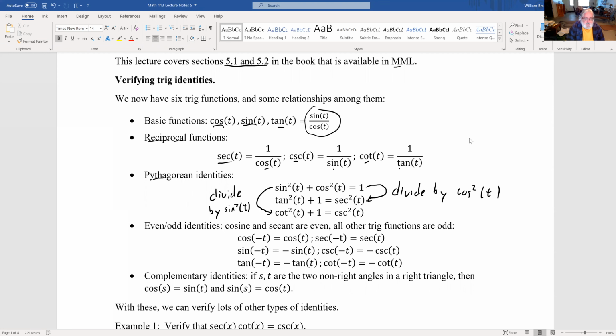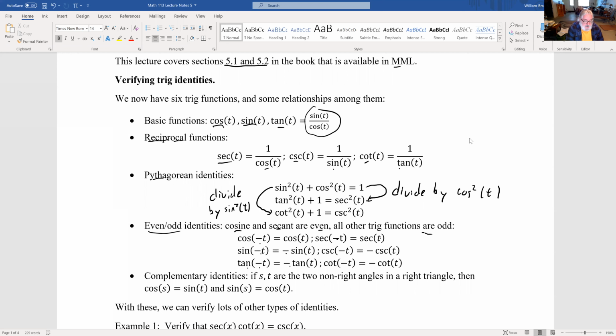And finally, we have some even odd identities. Cosine and secant are even, all the other trig functions are odd. So that means cosine of minus t is the same thing as cosine t. Secant of minus t is the same thing as secant t. Sine of minus t is minus sine of t. Tangent of minus t is minus tangent of t.